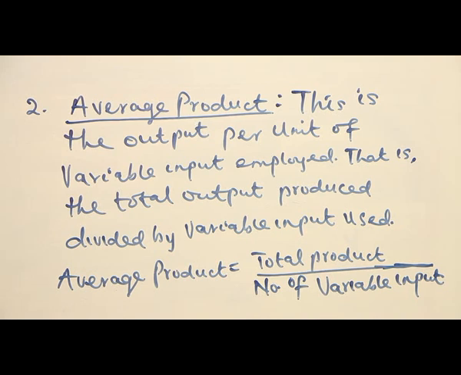So the only thing that we can vary among the inputs that we use toward production is what we call variable input, that can either be labor or capital. So we are trying to look at the average product with respect to the variable input. So that's why I call it average product, the output per unit of the variable input employed.